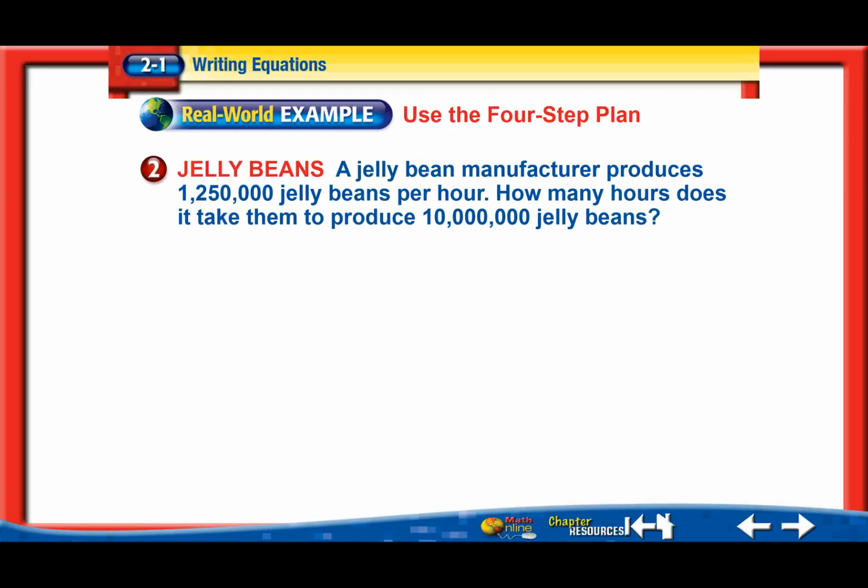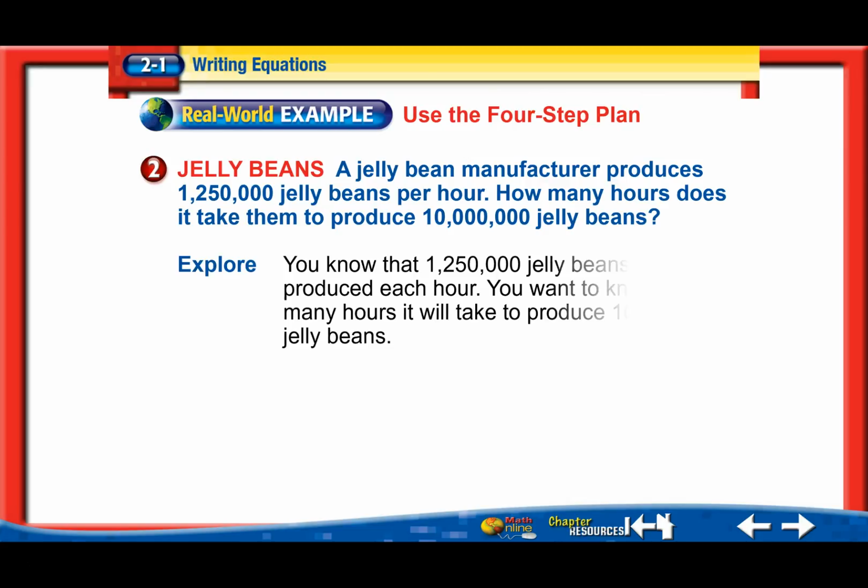All right, so here's a little example of that 4-step plan. A jelly bean manufacturer produces 1,250,000 jelly beans per hour. Yum. How many hours does it take them to produce 10 million jelly beans? So we first know that there's 1,250,000 jelly beans per hour, so I probably would have underlined that. And we want to know how many hours it is to produce that.